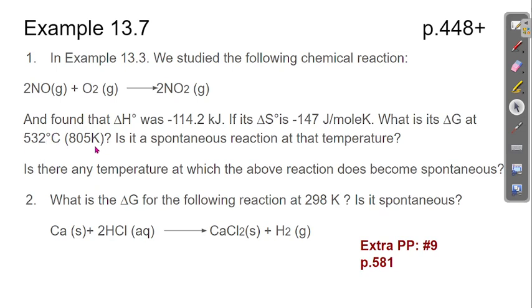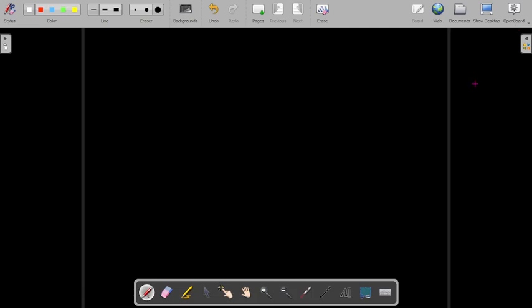So this is not standard conditions. We're not going to be able to use the table. Okay? Is it a spontaneous reaction at that temperature? Okay, that's the first question. Is there any temperature at which the above reaction does become spontaneous? And here it says, what is the Gibbs free energy of the following reaction at 298 Kelvin? Ooh, that's standard conditions. Is it spontaneous? And then we're going to do one extra more. So let's break this into pieces.